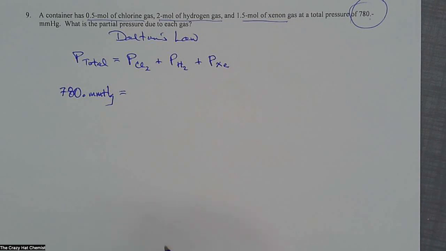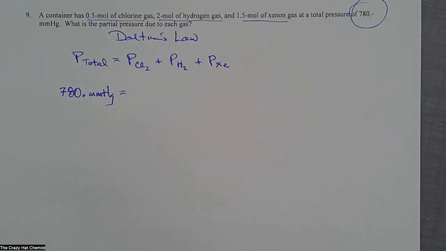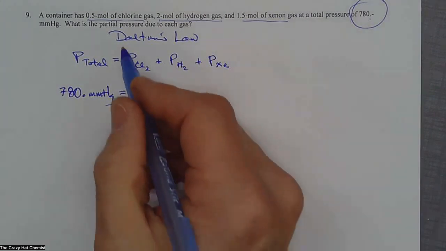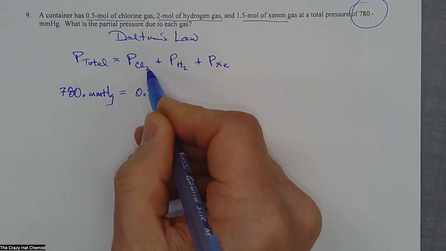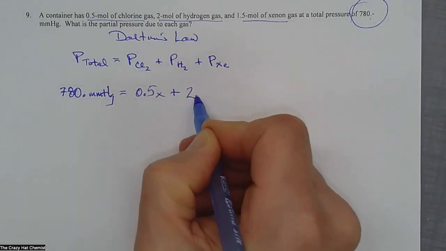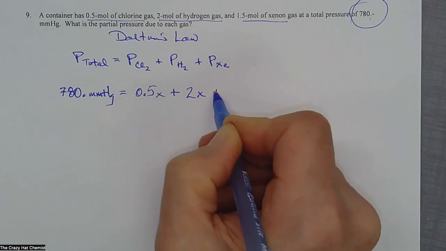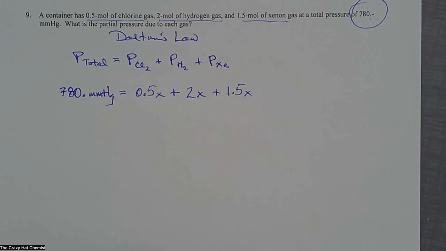What I don't have is the partial pressure of any of the gases, but I do have the mole values, and the mole values are proportional to the pressures. So if you double the amount of gas, which is moles, then you'll double the pressure. So we're going to take our 0.5 moles of chlorine times X plus the 2 moles of hydrogen times X plus the 1.5 moles of xenon times X.